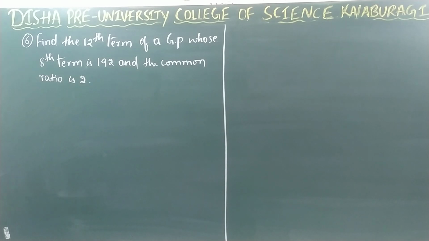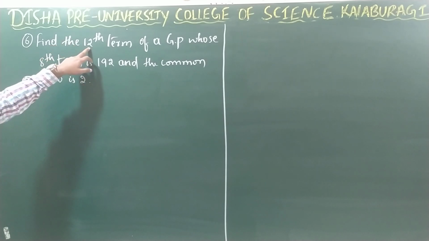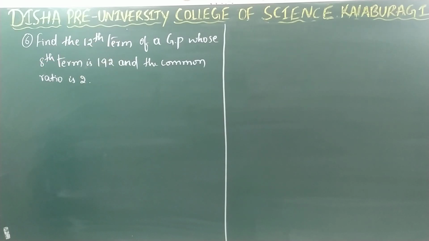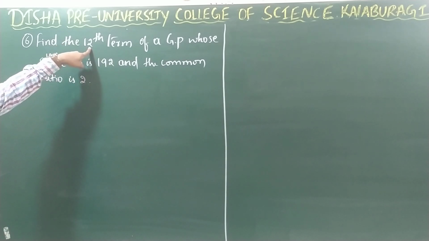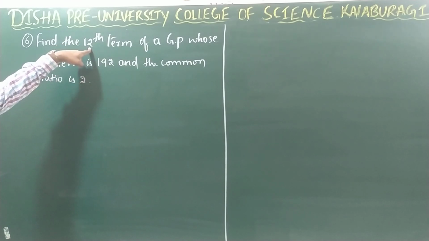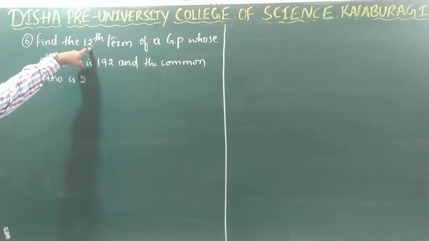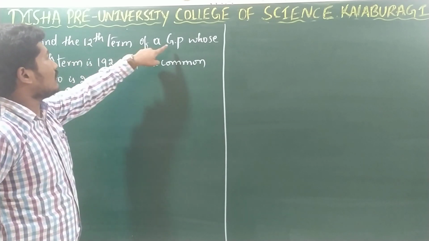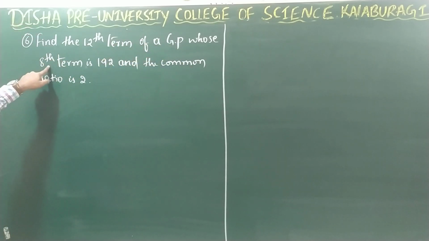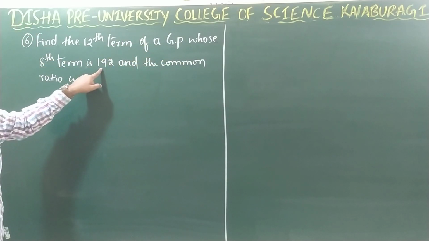Right. So the next problem. Find the 12th term of a GP. What do we have to find out here? We have to find out the 12th term. That means A12. Again we are going to use the nth term formula. The 12th term of a GP whose 8th term is 192.